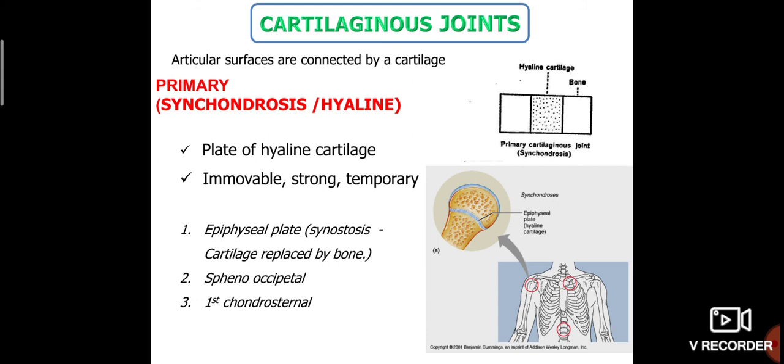But in case of a fibrocartilaginous joint, the two bones are connected by fibrocartilage, and this fibrocartilage is never going to convert into bone, so that will be a permanent joint. All the secondary cartilaginous joints are distributed in the midline of the body.